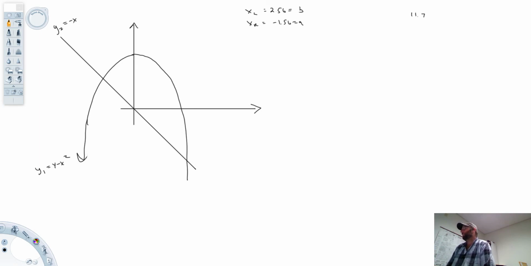I'm making this video here to help you understand how to set up an integral for a bound area here. So what we're going to do is find the area bound between minus x and 4 minus x squared. So in my picture, that's this stuff.